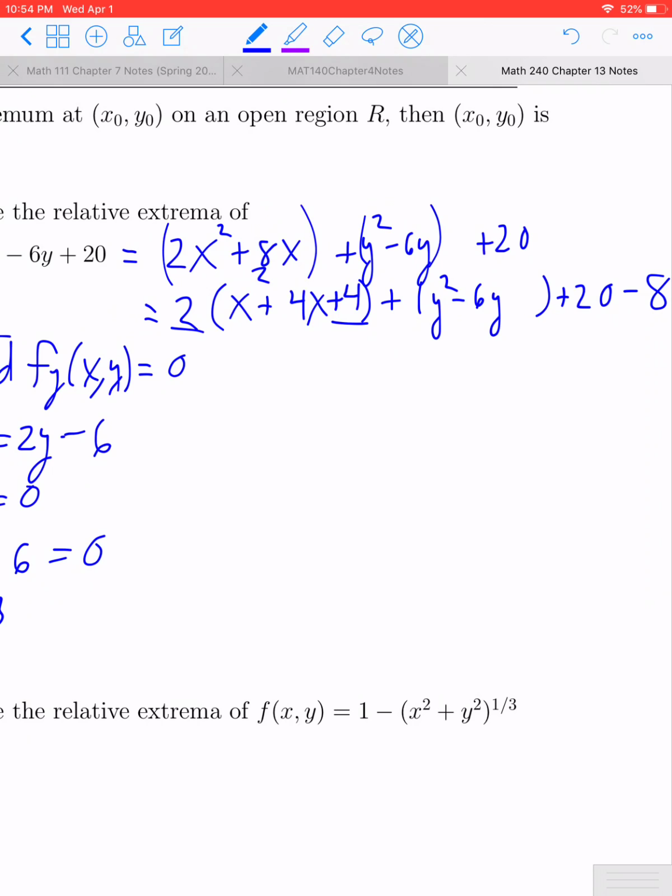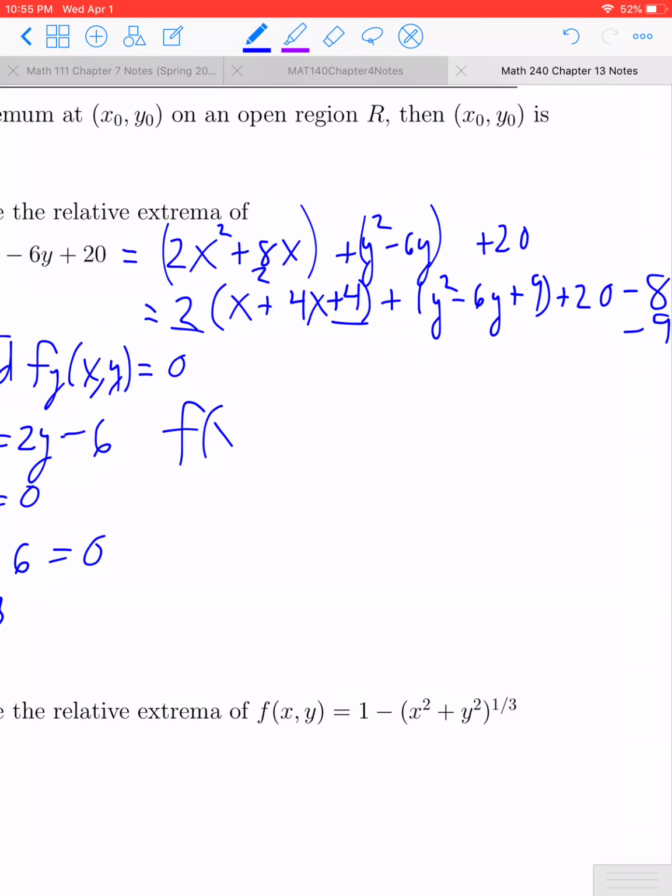I also want to complete the square in the y variable. The coefficient of its first power term is -6. I take half of -6 and square it. Half of -6 is -3. -3 squared would be +9. So if I add 9 on the inside, then I need to compensate by subtracting 9 on the outside.